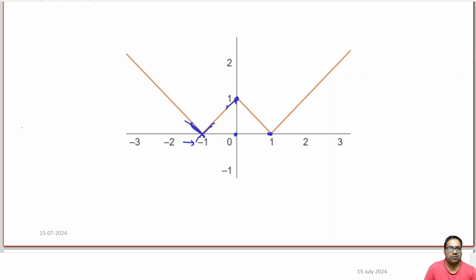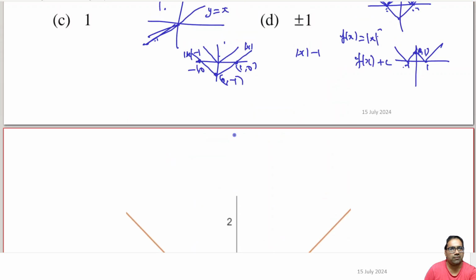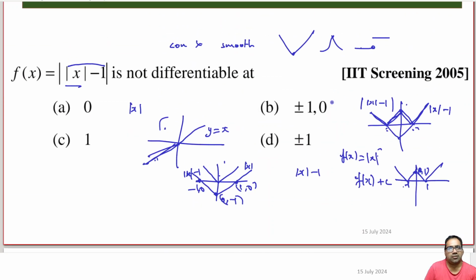Similarly, at this point, if you are approaching from the left hand side, this is the slope, right side, this is the slope. So at this point, you cannot say clearly what is the slope, whether it is positive or it is negative, we cannot say. Here also, it is positive or it is negative, we cannot say whether the slope is plus 1, minus 1, plus whatever, positive or negative, we cannot clearly say. So that's why the function is not differentiable at these 3 points when x equal to minus 1, 0 and 1. So that is the answer: 0, plus 1, minus 1, it is not differentiable.